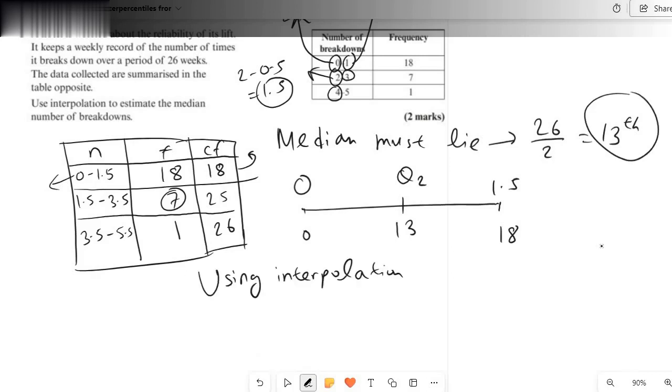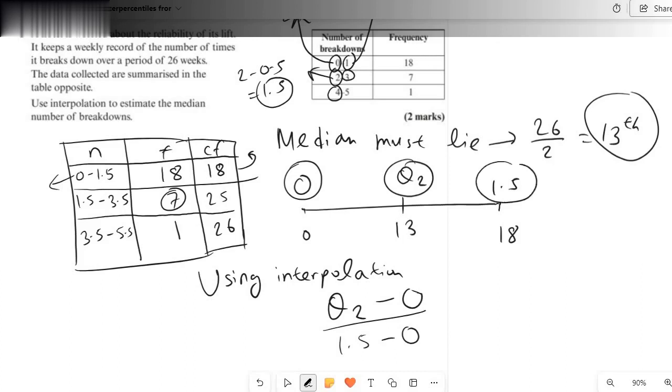because we have found that here. Now using interpolation, we can say that the median Q2 minus the end class boundary divided by 1.5 minus the end class boundary again. So Q2 minus 0, which is the last boundary, divided by 1.5, which is the highest boundary, minus the lowest boundary, should be equal to the ratio of the corresponding frequencies. So 13 minus 0 divided by 18 minus 0, because the corresponding frequency for Q2 is 13, as you can see here, and the corresponding frequency for the class boundary 0 is also 0.